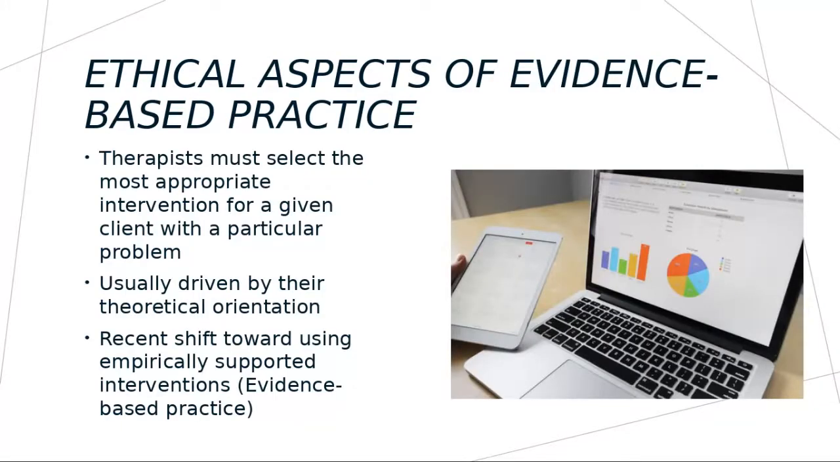So let's talk about ethical aspects of evidence-based practice. So therapists must select the most appropriate intervention for a given client with a particular problem. Now, usually, historically, those decisions have been made based on the client's theoretical orientation. So if I practice cognitive behavioral therapy, I'm going to choose a cognitive behavioral intervention for my client. But recently, there's been a shift toward using empirically supported interventions. So having evidence-based practice, meaning that you're selecting from interventions that have, through research, been found to be effective for clients with these issues.